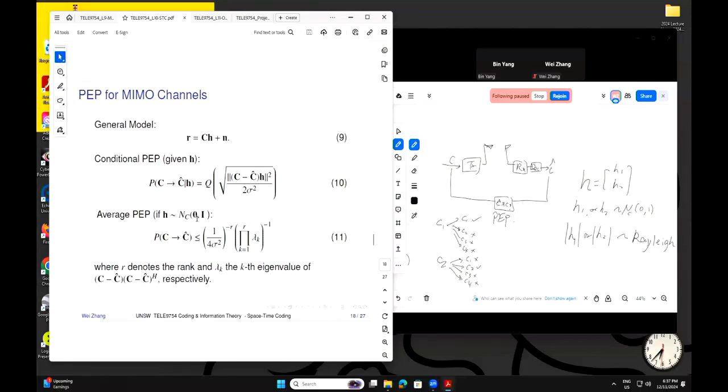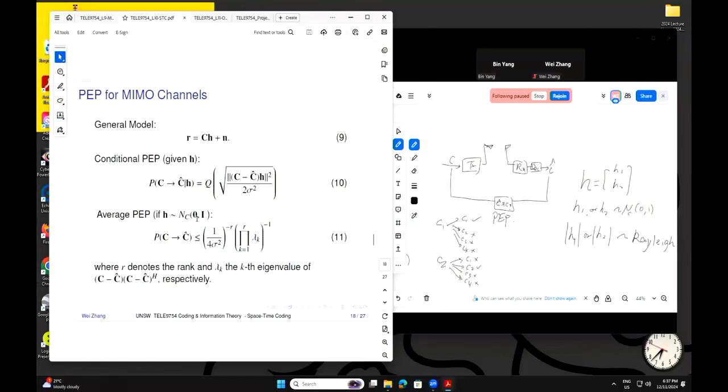So how about the Rayleigh fading? Then what is the error probability? You see, this is error, and that will be more critical or challenging. Previously, you said H is given, so we can calculate equation 10. Now, based on equation 10, we say H is random.